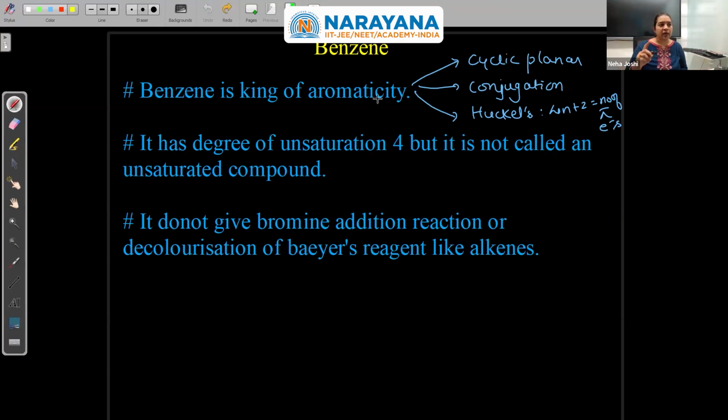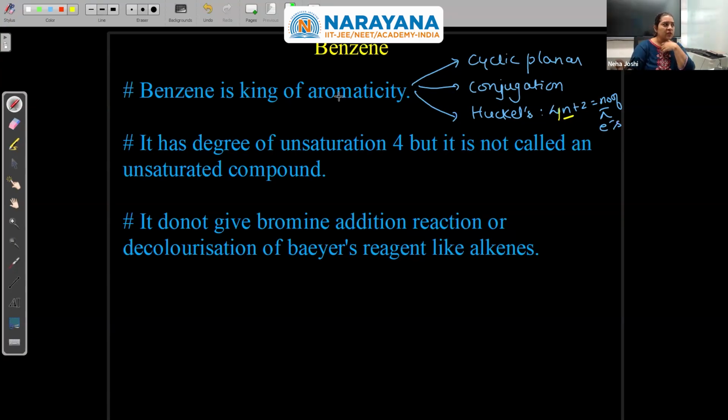Of course, the word aromaticity we have done in, I think, second week when GOC was there. There was this information of what is aromatic. Still, let us revise: cyclic, planar, conjugation, and Huckel's rule of aromaticity, which should be 4n plus 2 equals the number of pi electrons. And on solving this, n value should be any positive integer, right? 0 to any value, that is aromaticity.